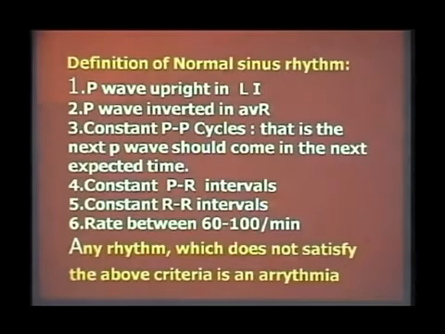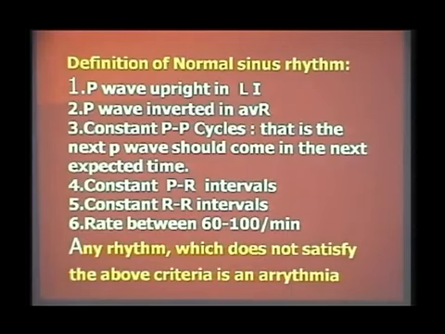We have 6 criteria to diagnose a normal sinus rhythm. This is a very important slide to understand arrhythmias. First, the P wave has to be upright in L1. So the first thing you must see is the upright P wave in L1. Second, the P wave is inverted in AVR. As we have told you many times, when the sinus node is here and depolarizes the atrium away from lead AVR, AVR will have an inverted P wave.